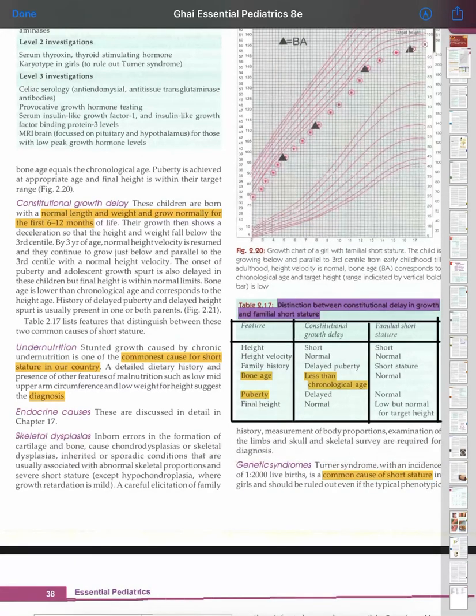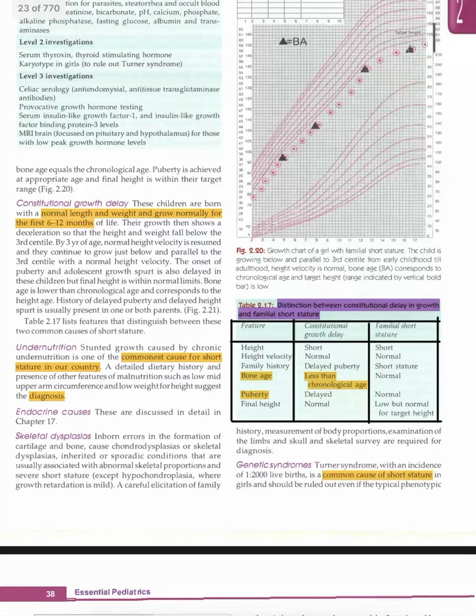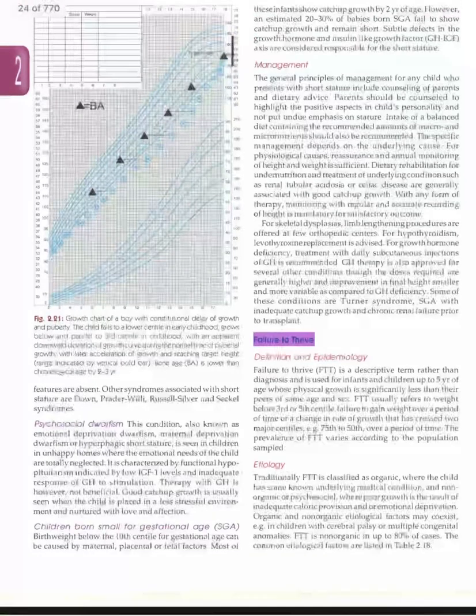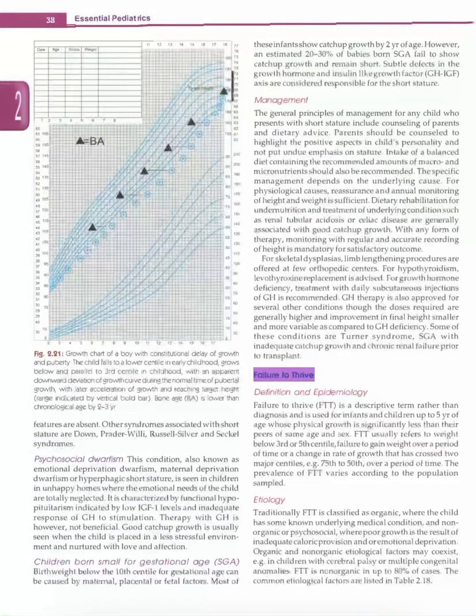Remember this point, also asked in competitive exams: Turner syndrome should be ruled out in girls even if the typical phenotypic features are absent. Other syndromes associated with short stature are Down, Prader-Willi, Russell-Silver, and Noonan syndrome.